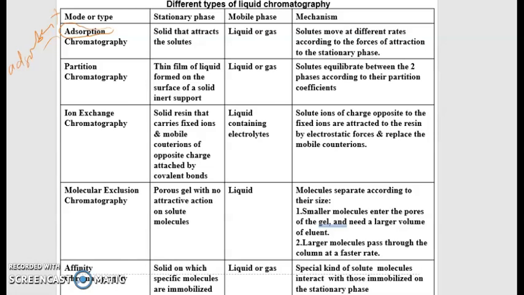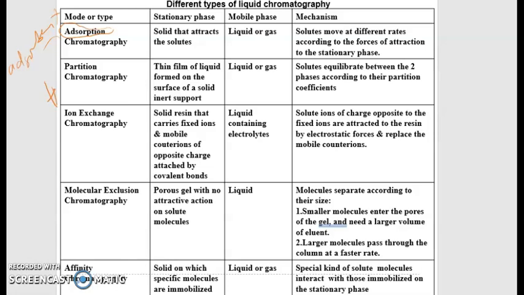Mobile phase can be liquid or gas. So how it happens? So solute will move at different rates according to the process of attraction to the stationary phase. Tengok adsorption dia macam mana, tinggi ataupun rendah. It is normally based on physiosorption lah. Different physiochemical properties. Okay. Partition chromatography.